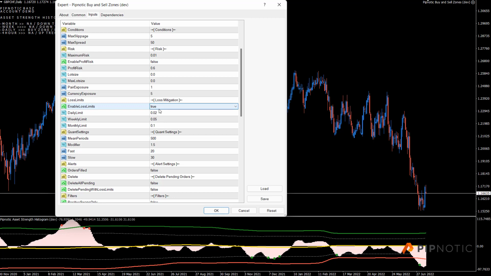But it's good to have a loss limit, because if the robot is on the wrong side of a trade, it's nice to know that if we lose 2%, then it just shuts down and waits for the next day. Then the market has settled a little bit, and then we have another fresh look at the market.